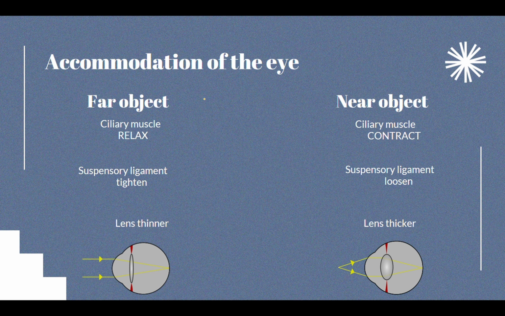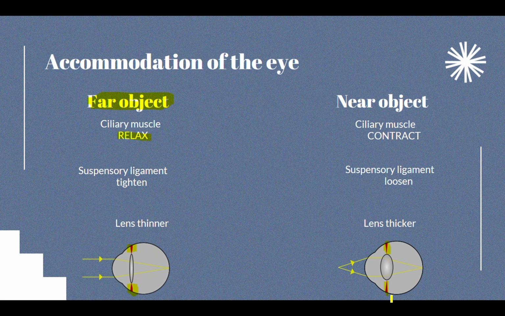Now, accommodation of the eye. When you look at objects from different distances, your eye needs to accommodate so you can see it clearly. So, if you're looking at a far object, what will happen? The ciliary muscle that I talked about earlier would relax, while the suspensory ligament that is there, like the red thing right here, as you can see, I'm highlighting down the pictures that you can find at the base of the slide here. The red part is known as the suspensory ligament.